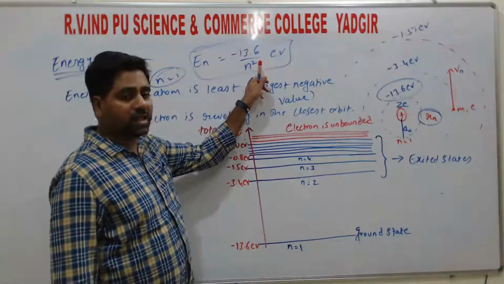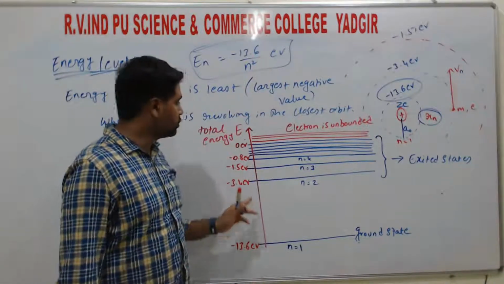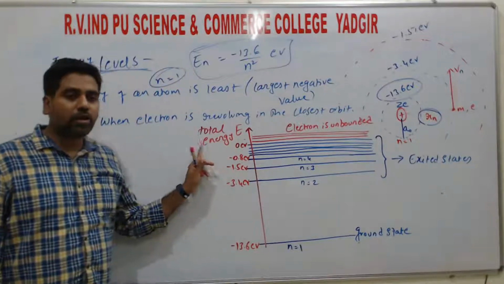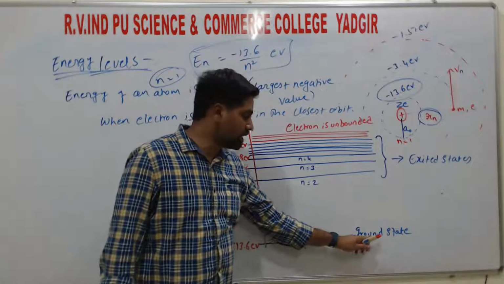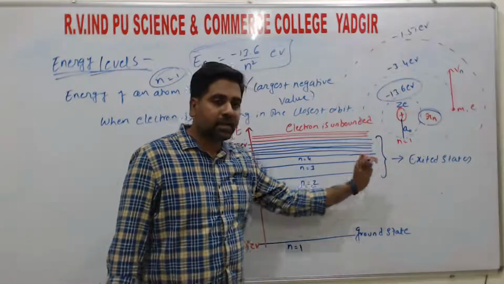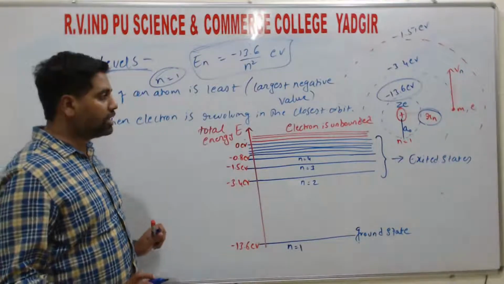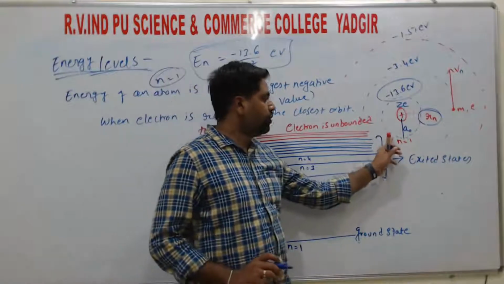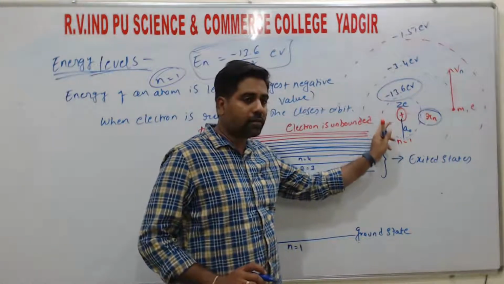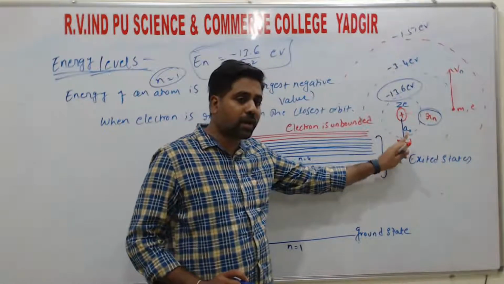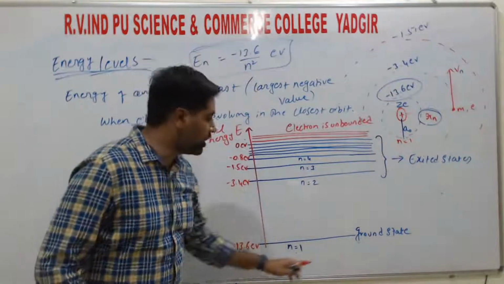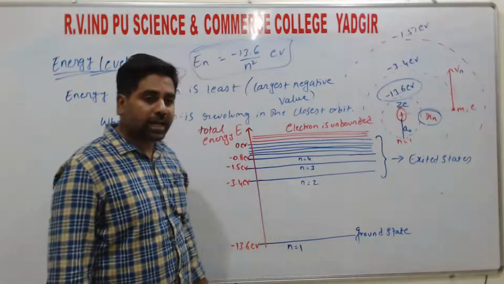By using this relation, we can plot, right? Along the y-axis, we take the total energy. Along the x-axis, we have represented the ground state and excited states, right? As already said, when the electron is revolving in the closest orbit, that is n equals 1, the state of the atom we call the ground state, right?